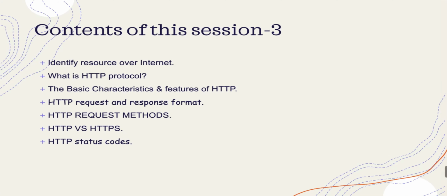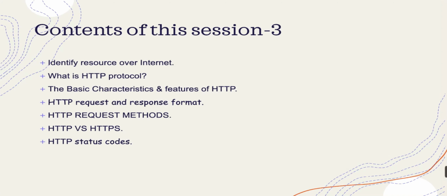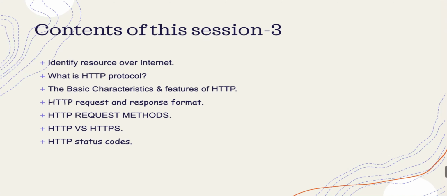The content of this session 3 is: identifying a resource over the internet, what the HTTP protocol is, the basic characteristics and features of the HTTP protocol, HTTP request and HTTP response formats, how the request and response parameter formats travel over the internet, and HTTP request methods. There are methods like GET, OPTIONS, POST, PUT, PATCH, but I refined them, and I have explained here which only 4 we are using. Then HTTP versus HTTPS, and finally HTTP status codes.